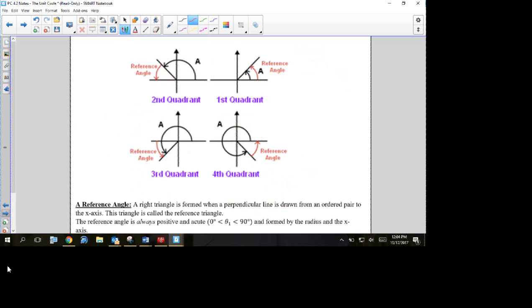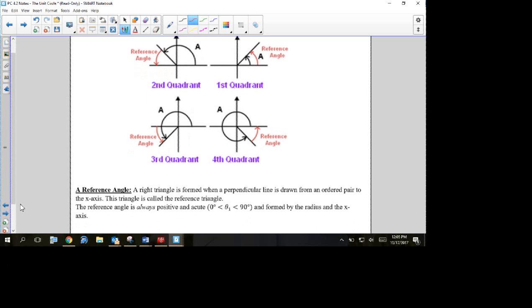So, when we talk about reference angles, this is just vocabulary. The reference angle is what you will use to determine the sine, cosine, and tangent of the angle. The reference angle is only an acute angle between 0 and 90 degrees. In each quadrant, it's acute. So if I'm all the way over here in the second quadrant, I'm not going to use this obtuse angle. I'm going to use the acute angle, and it always connects the radius and the x-axis, always.